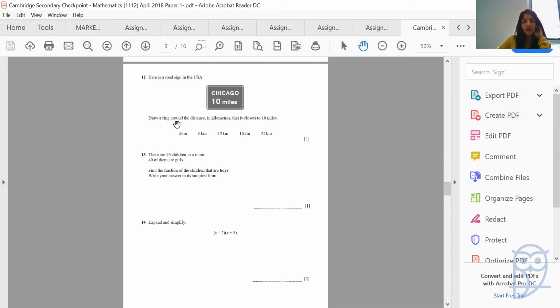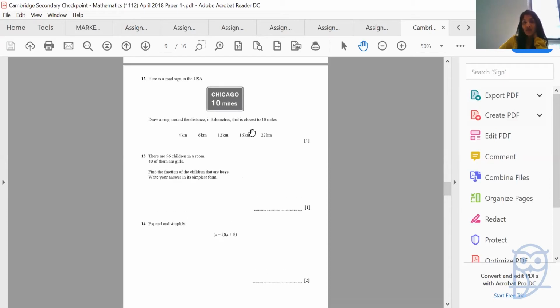So how will we work out the closest distance in kilometers? How will we know what's the closest to 10 miles? We are going to multiply. And what are we multiplying? We're multiplying 10 by 1.609, and our answer then will be 16.09, which means 16 kilometers is what the distance would be. So Chicago 10 miles, that means Chicago would be more or less 16 kilometers.